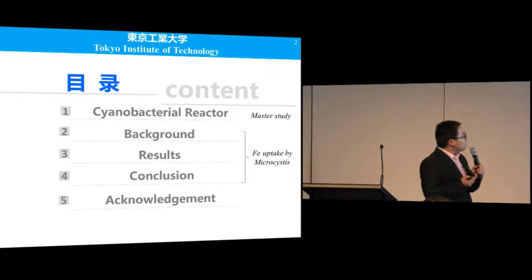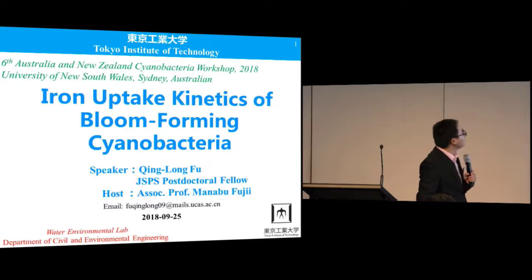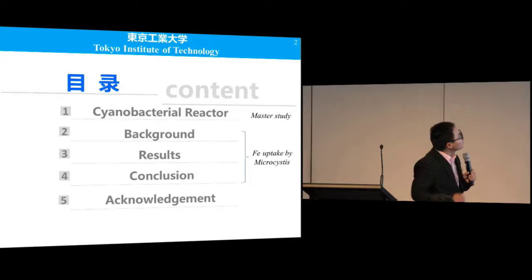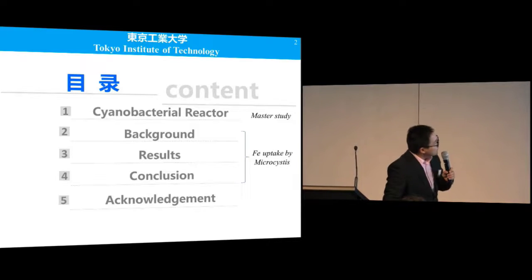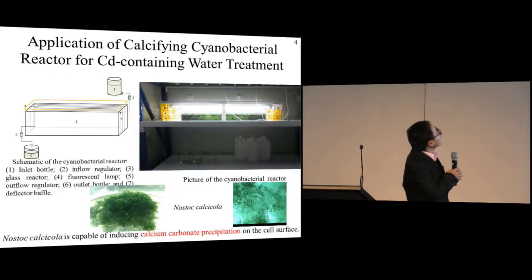My presentation can be divided into five parts. In the first part, I would like to briefly introduce my master study using cyanobacteria, and then I will talk about iron uptake by microsystems. Firstly, let me show the cyanobacteria reactor. This is my master study. We constructed a bioreactor using a cadmium-removing cyanobacteria; we chose the Nostoc strain. This is my reactor, and this is the cyanobacteria.